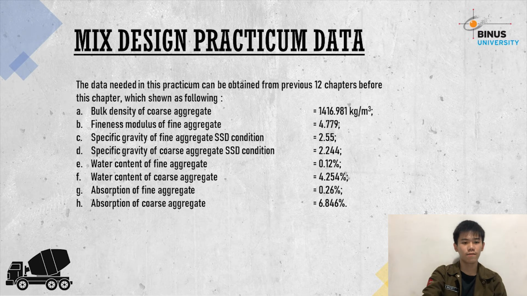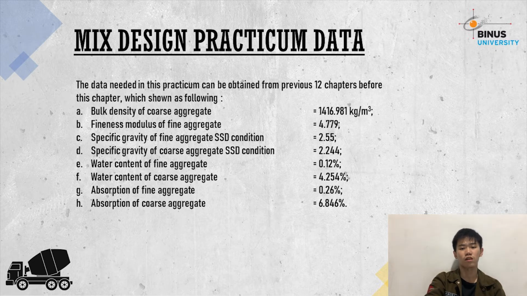So, the data needed in this practicum can be obtained from the previous practicum, which are shown in the slides here. The data that we need are bulk density of coarse aggregate, fineness modulus of fine aggregate, specific gravity of fine aggregate in SSD condition, specific gravity of coarse aggregate in SSD condition, water content of fine aggregate, water content of coarse aggregate, absorption of the fine aggregate, and absorption of coarse aggregate.